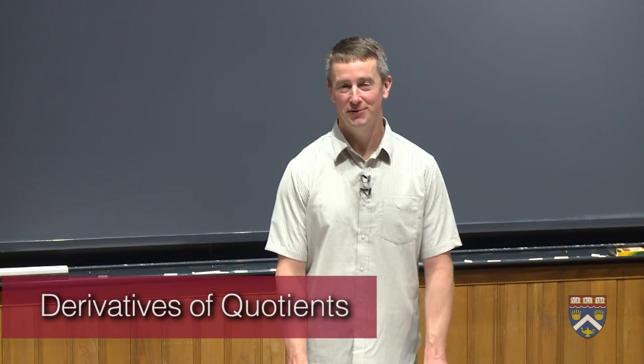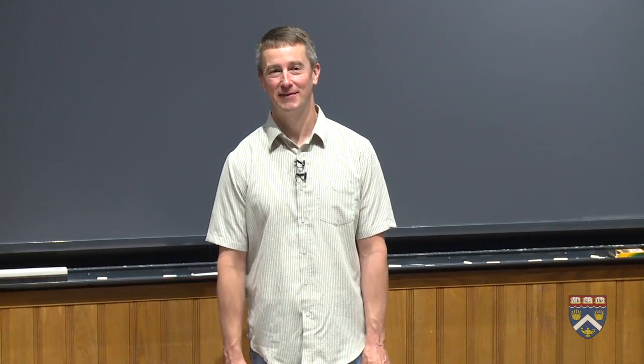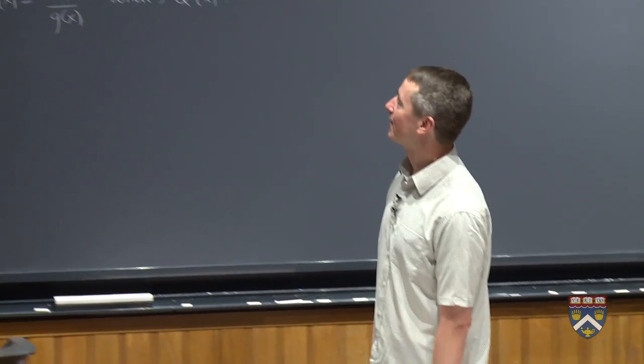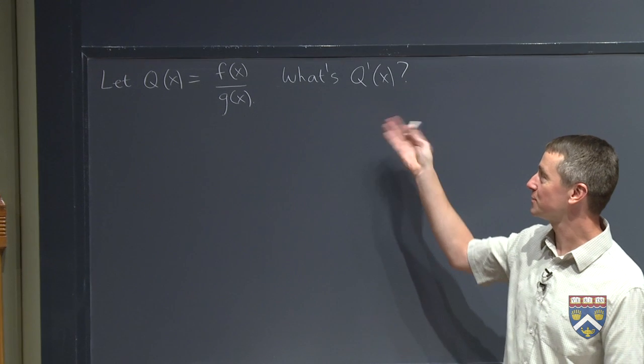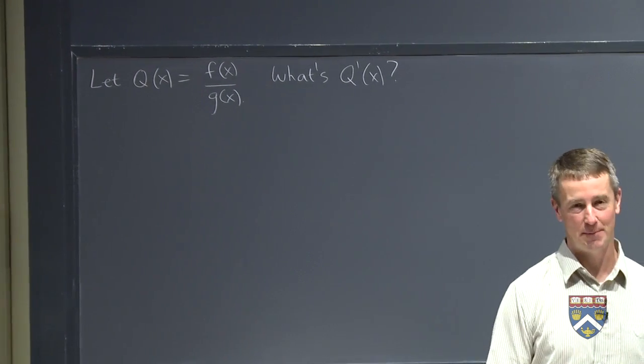Well, now that we know how to find the derivative of a product, the natural next thing is to try to find the derivative of a quotient. So if we have a function q of x, which is f of x over g of x, we'd like to find the so-called quotient rule, a formula for q prime of x.